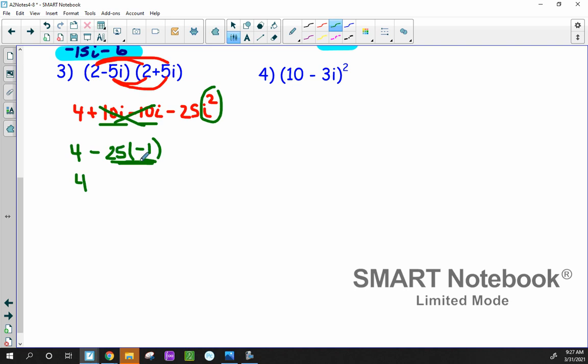So this is the same thing as 25 times negative 1, or you can think of it like negative 25 times 1. Either case will work, but negative 25 times negative 1 becomes positive 25. And then you're going to just notice there's no i's even left in this problem. It's just going to be a real number answer. 4 plus 25 is 29. And so sometimes that happens. You're just going to be left with a real number.